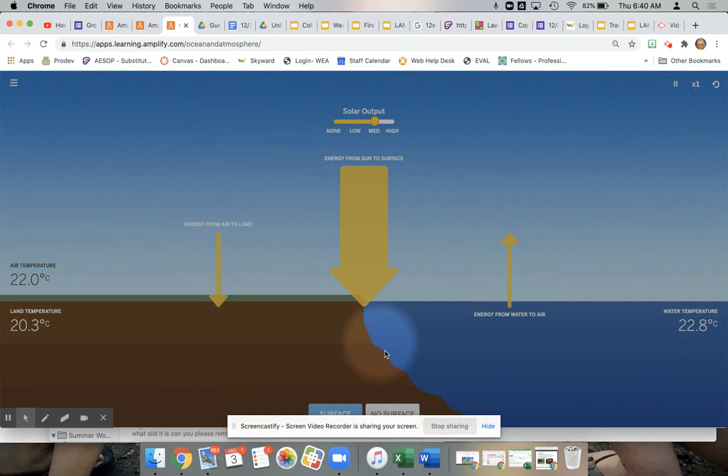Let's take a look at what happens in this simulation if there is no surface. When there is no surface, this is simulating what is happening higher up in the atmosphere. So at those higher elevations, what is happening as the solar energy is coming through the atmosphere? What's happening to those air molecules? So let's find out.